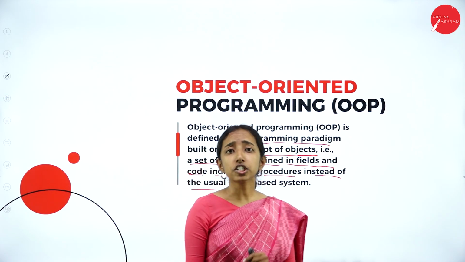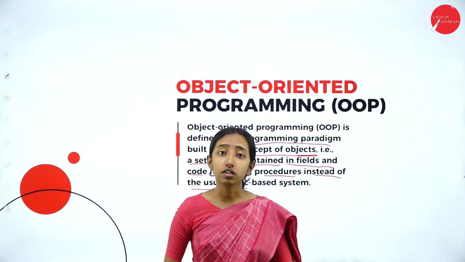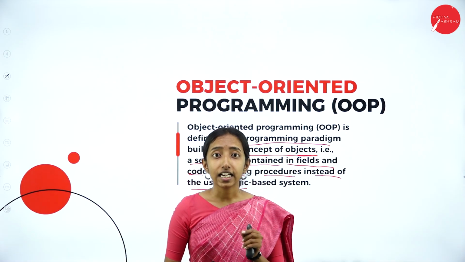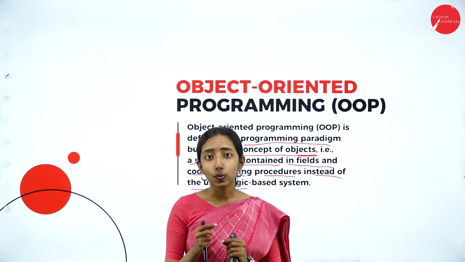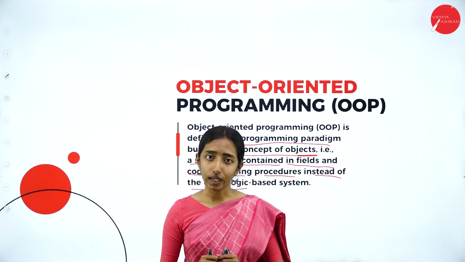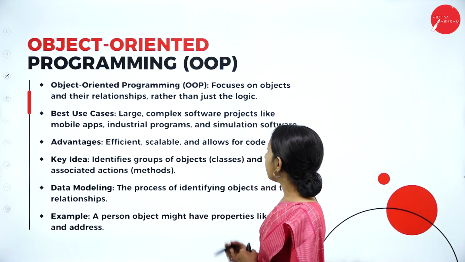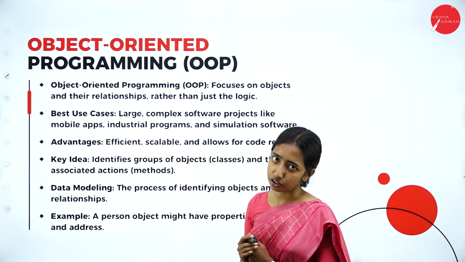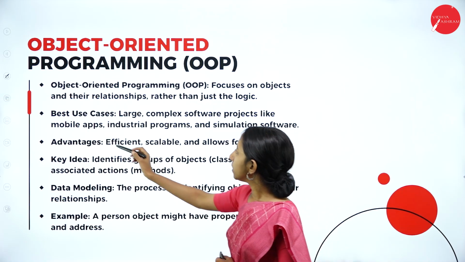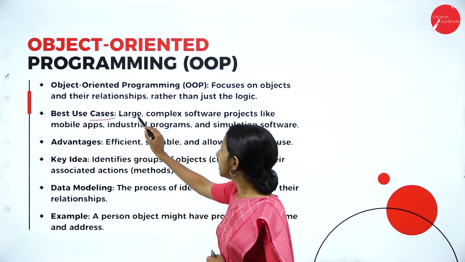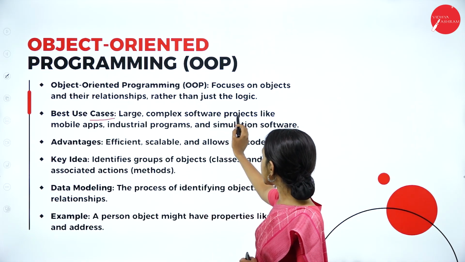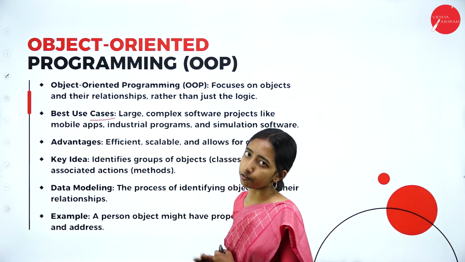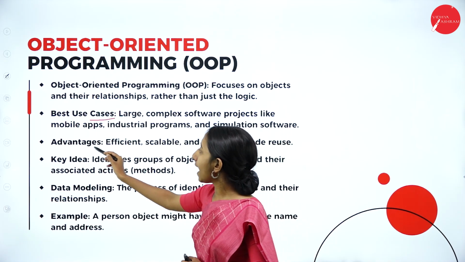So, object-oriented programming mainly focuses on the data. It mainly focuses on the data we have been given rather than the logic. So, that's why it is very easy to do the coding. Object-oriented programming focuses on objects and their relationships rather than just the logic, as I said earlier. The best use cases, we can say, are large complex software projects like mobile apps, industrial programs and simulation software.